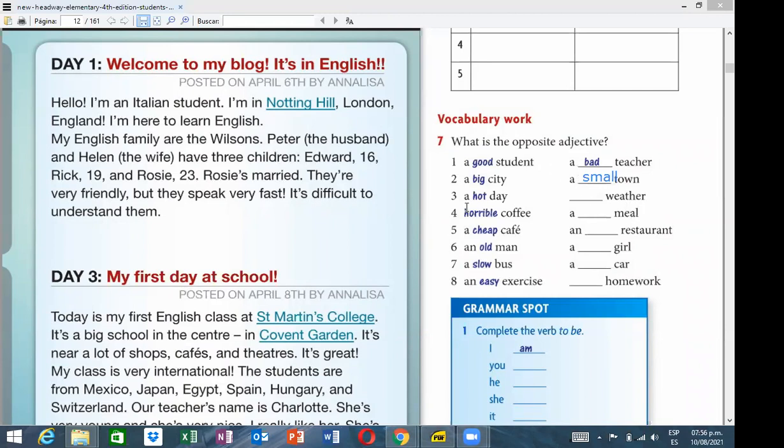Okay, the next, number 3, a hot day. The opposite is? Cold weather. Cold weather, very good. Yes, cold weather. The next, number 4, horrible coffee. A beautiful meal. Okay, maybe, but in that case, we are talking about something that we can eat, right? Delicious, right?